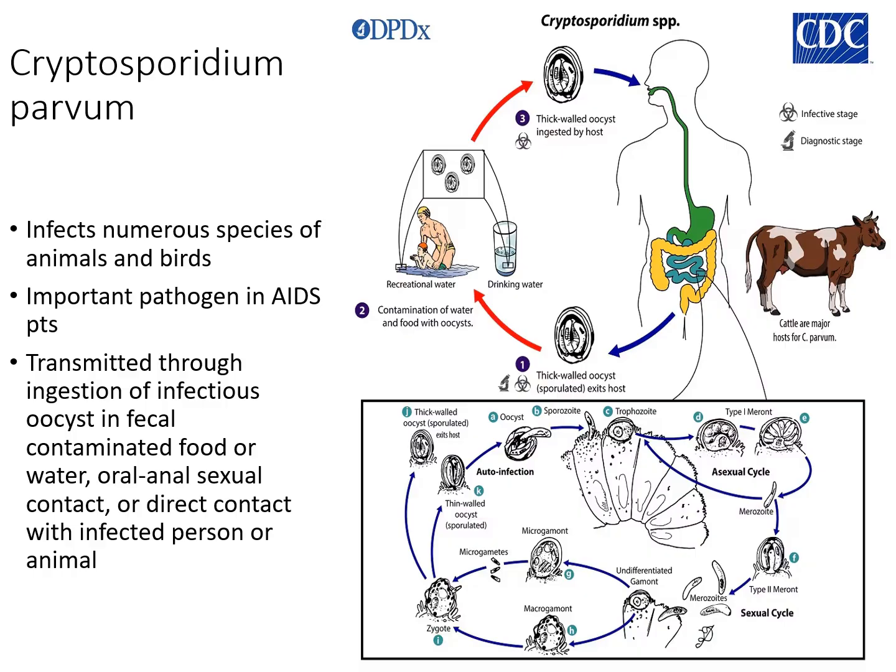Cryptosporidium parvum infects a wide range of animals and birds, making them important zoonotic pathogens. They are particularly significant in immunocompromised individuals, such as patients with AIDS, where the infection can cause severe chronic diarrhea and systemic disease. Transmission occurs primarily through the ingestion of infectious oocysts present in fecally contaminated food or water. Additionally, Cryptosporidium can be spread via oral-anal sexual contact or through direct contact with infected persons or animals, emphasizing the importance of hygiene and safe practices to prevent infection.